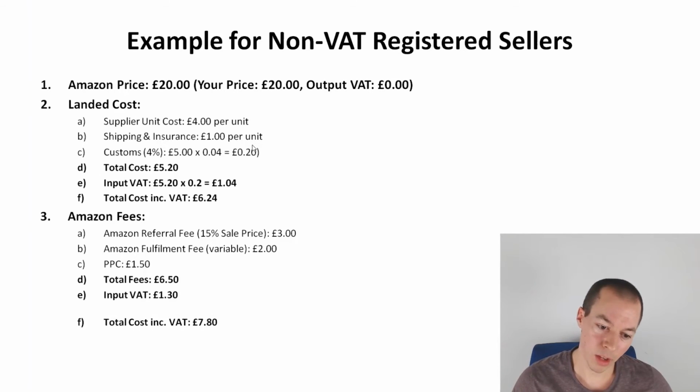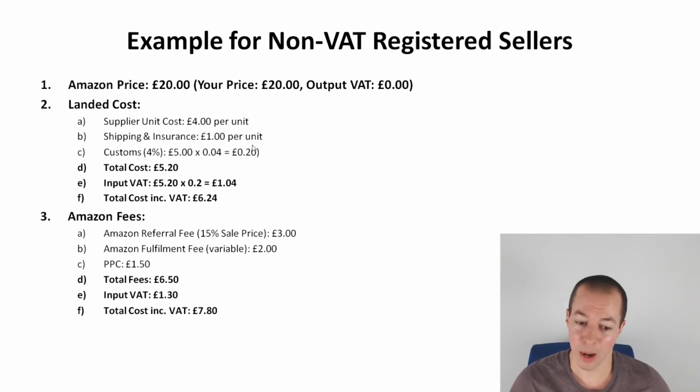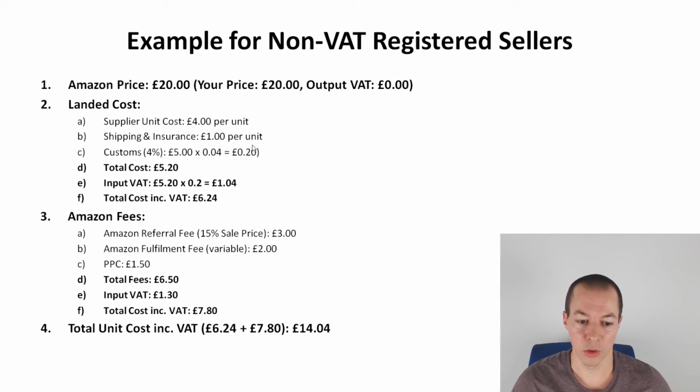So your total cost, including VAT, for the Amazon fees is £7.80, and that shows you how VAT can apply to the landed costs and also your Amazon fees. And then you do your total cost, including VAT, is £6.24 from your landed cost plus your £7.80 for your Amazon fees, and that gives you a landed cost of £14.04 for your overall unit cost.